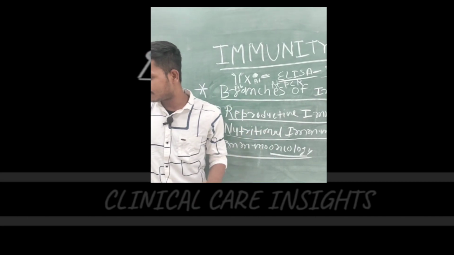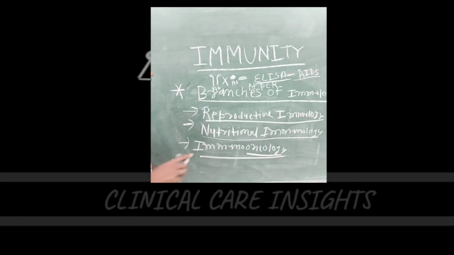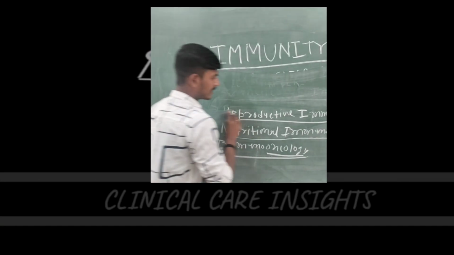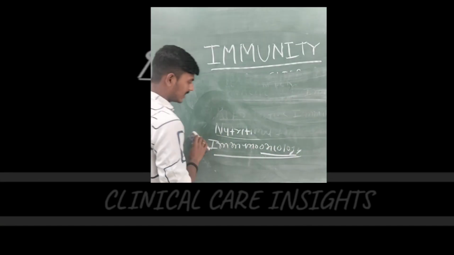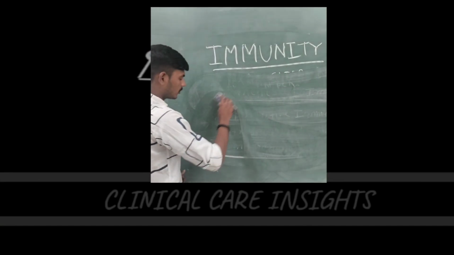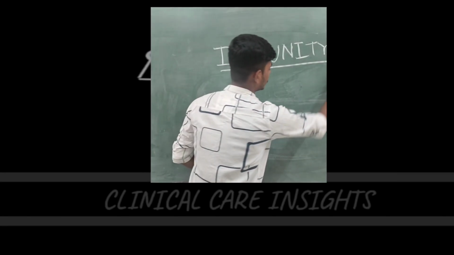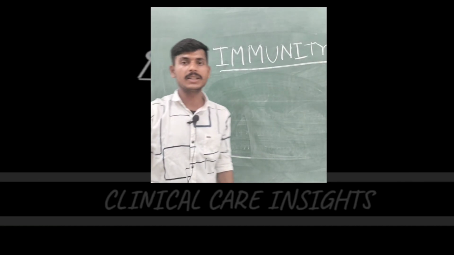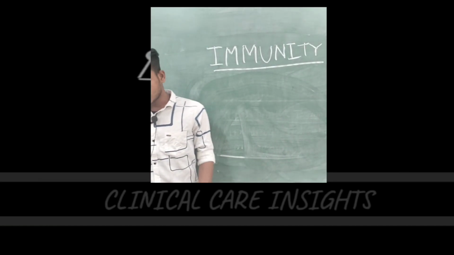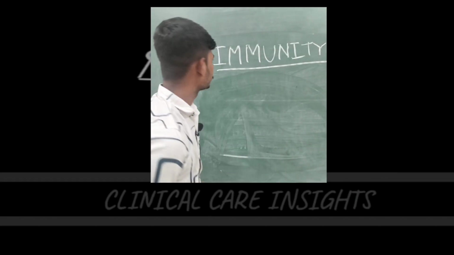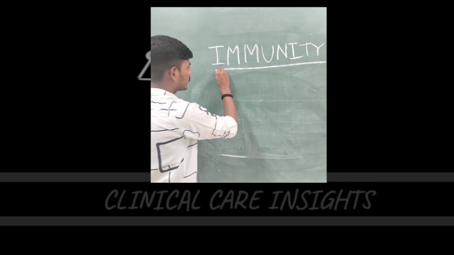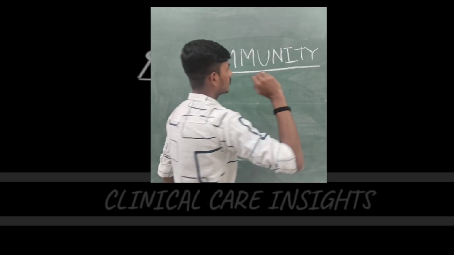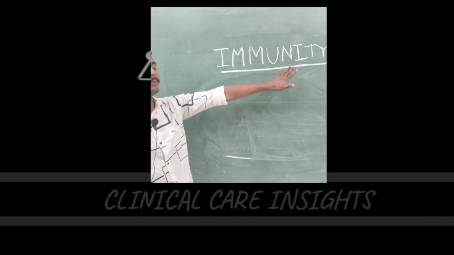So these are some of the branches of immunology which I discussed. If I summarize these branches, we have nutritional immunology, immuno-oncology, then diagnostic immunology, and reproductive immunology. These are some of the branches of immunology. Now after understanding the branches of immunology, we will see immunity.